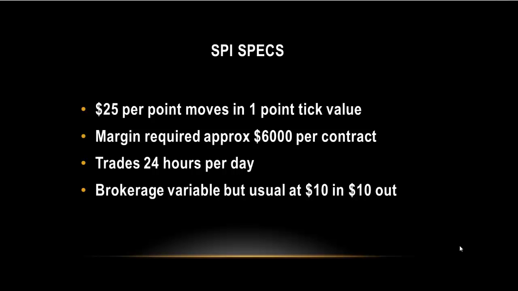and the contract as traded by the Sydney Futures Exchange is $25 per point, and it moves in 1 point tick value. Now the margin required to trade this market is approximately $6,000 per contract. What we need to remember is it trades 24 hours a day, and the brokerage is variable between traders, but it's typically somewhere around $20 to $25 for a full round trip. Maybe $10 in, $10 out. That's depending on the brokers.